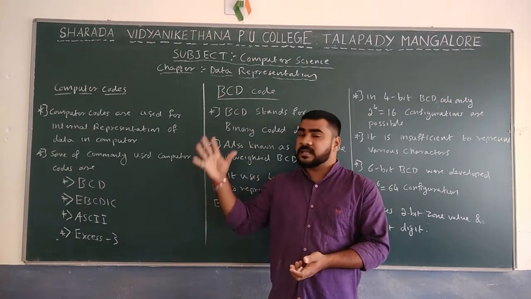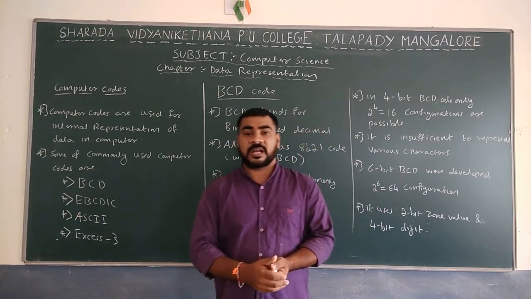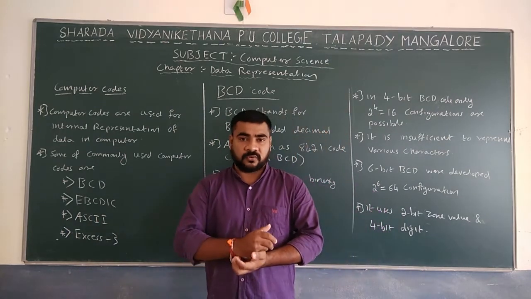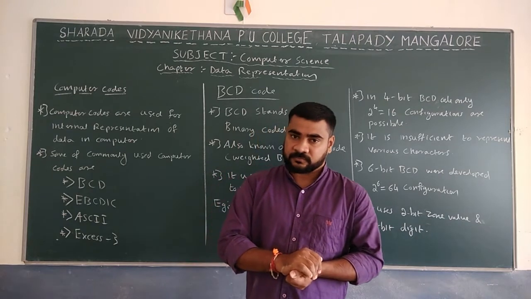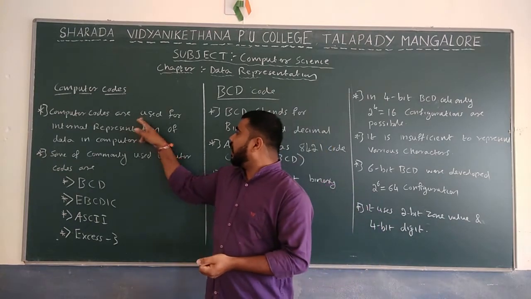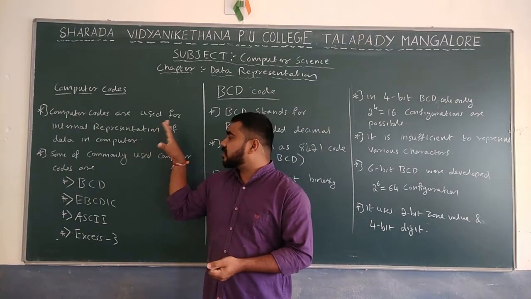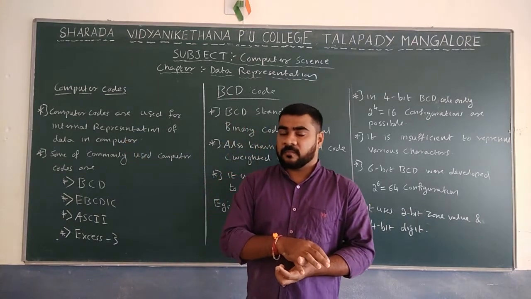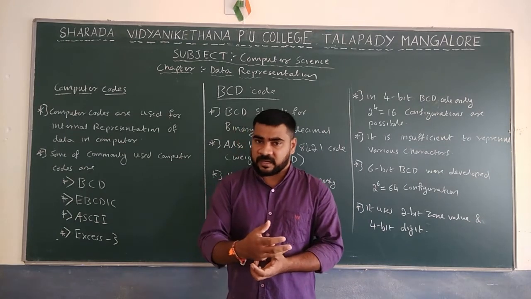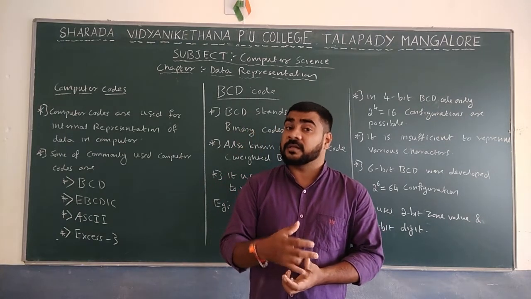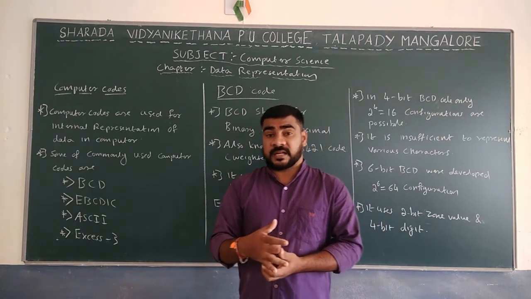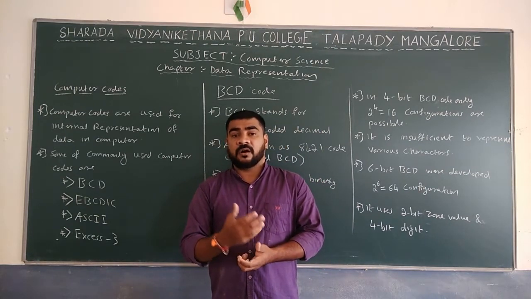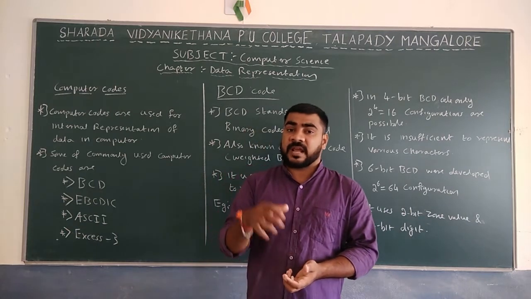Next we are going to discuss computer codes, the last topic of this chapter. What is a computer code? Computer codes are used for the internal representation of data in the computer. Inside the computer, we use binary numbers, octal numbers, hexadecimal numbers and decimal numbers. There are four types of number representations, and we can view all four types.